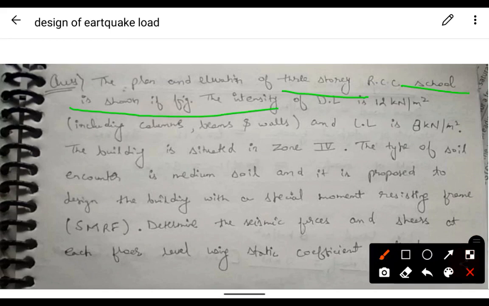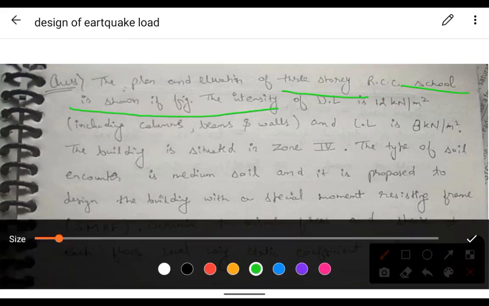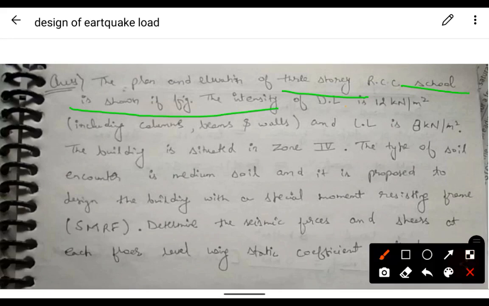The intensity of dead load that is given to us is 12 kilonewton per meter square, which includes the dead load of columns, beams and walls as well. Live load on the building is 8 kilonewton per meter square. The building is situated in zone 4. So this is the seismic zone. As we know, the zones are divided into 4 categories, so this is the 4th zone in which the building is lying.